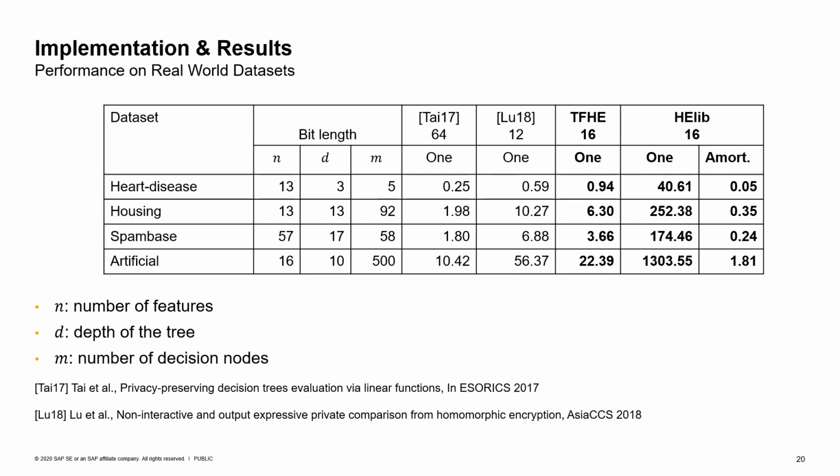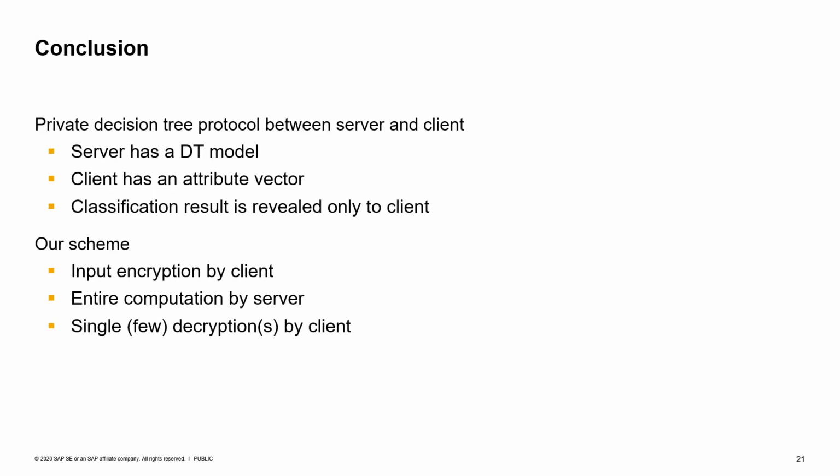So to conclude this talk, I presented a private decision tree protocol between a server and a client. The server has a decision tree model, the client has an attribute vector, and the classification result is revealed only to the client. As I said before, there are interactive solutions and there are non-interactive solutions. The interactive solutions require interaction between the client and the server, and these protocols are practical in settings where the network is very fast and the server has a large enough computation power.